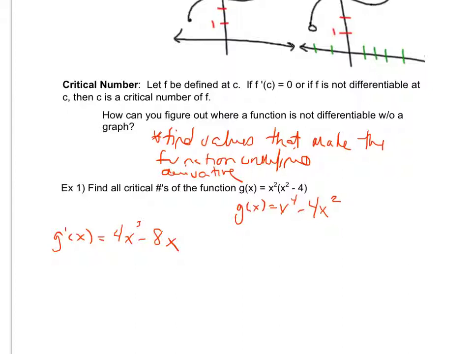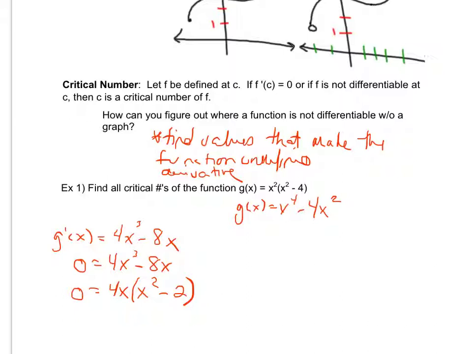So now if I set my derivative equal to 0, I get 0 equals 4x cubed minus 8x. I can go ahead and factor out a 4x, and notice that there isn't going to be any values that make my derivative undefined here. So 0 equals 4x times x squared minus 2.